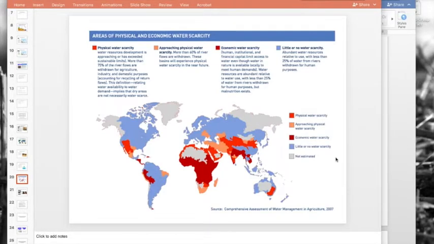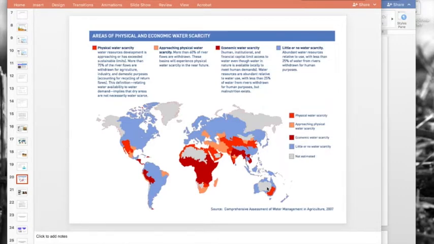Now, if we look at a map of the world, and this is a much better image, you guys can see a source for it hopefully at the bottom. We have a tighter definition of physical water scarcity, of economic water scarcity, and little to no water scarcity. What I find nice as well is that this really actually looks at regions within countries.